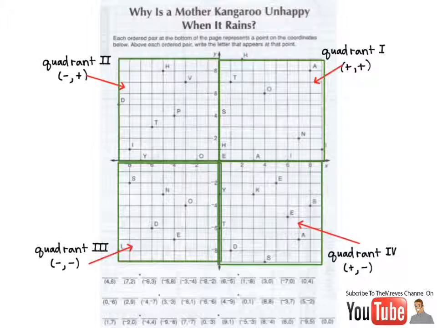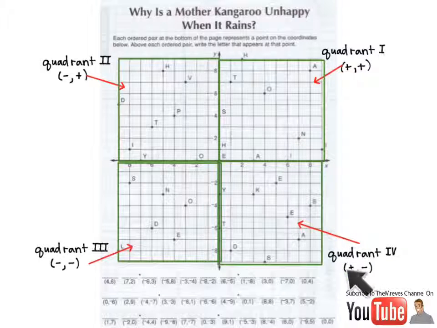So now that we've identified all the quadrants, we're going to be able to do shortcuts. What I mean by shortcuts is if the number is positive positive, we know it's going to be found here in quadrant 1. If the number starts as a negative and then the second number is a positive, we know it's going to be in quadrant 2. If it's negative negative, it's going to be in quadrant 3. If it's positive negative, it's going to be in quadrant 4.